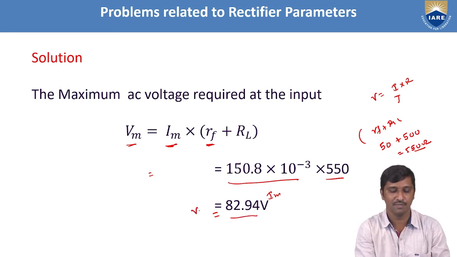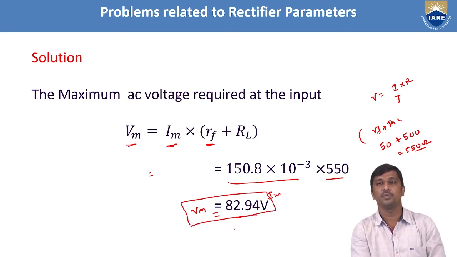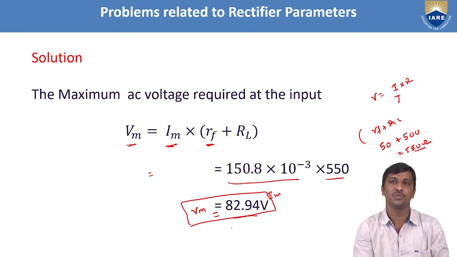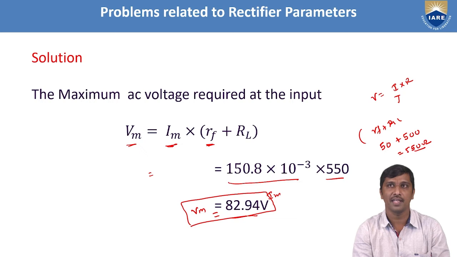So this is the maximum voltage required at the input side to produce the DC output voltage of 24 volts here. To produce the DC output voltage of 24 volts, this rectifier requires 82.94 volts at the input side.